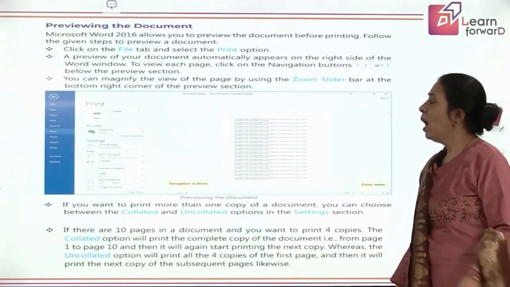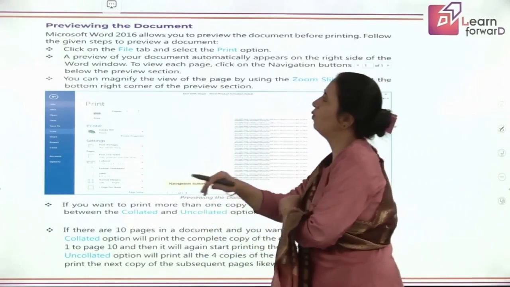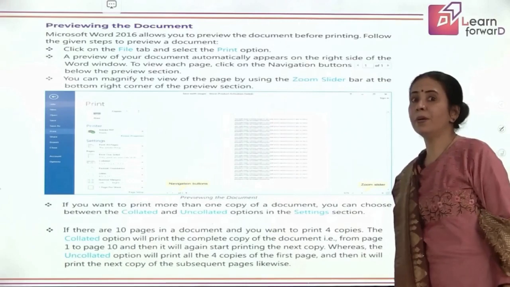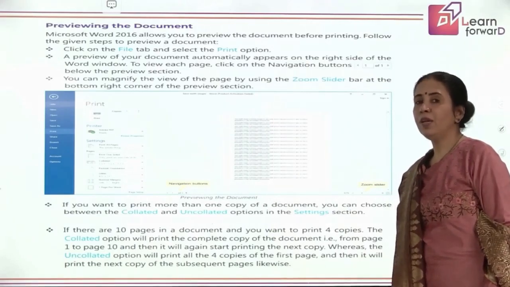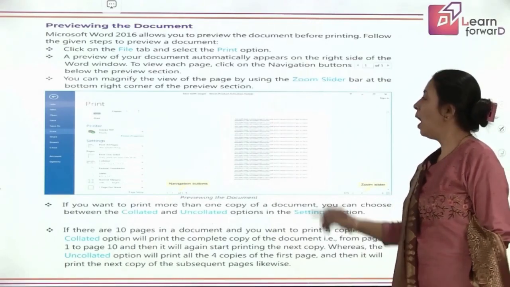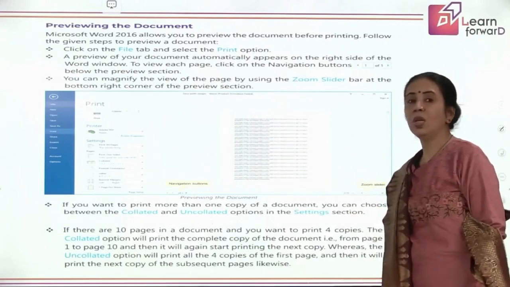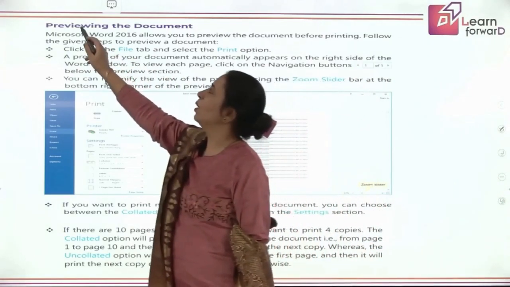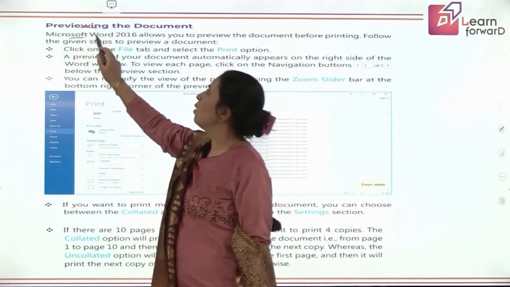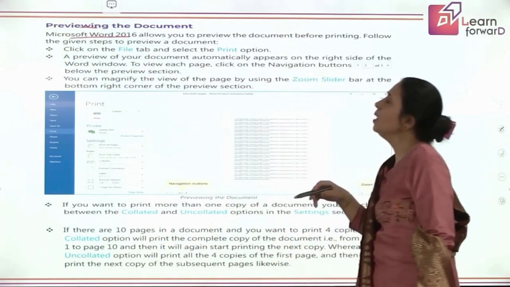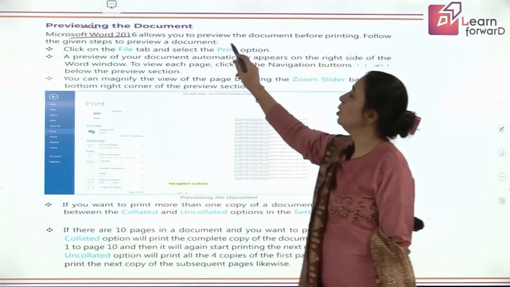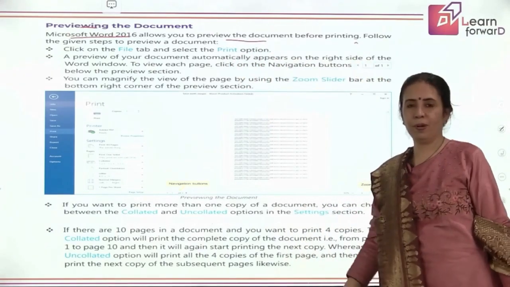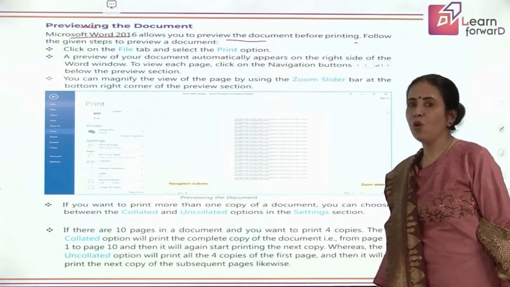Now, how to do the preview of the document? Before we take the printout of the document, we need to first see how the document actually looks like. So that's called the previewing of the document, and Microsoft Word 2016 gives you the permission to take the preview of the document before you go for the printing. So we need to follow certain steps.